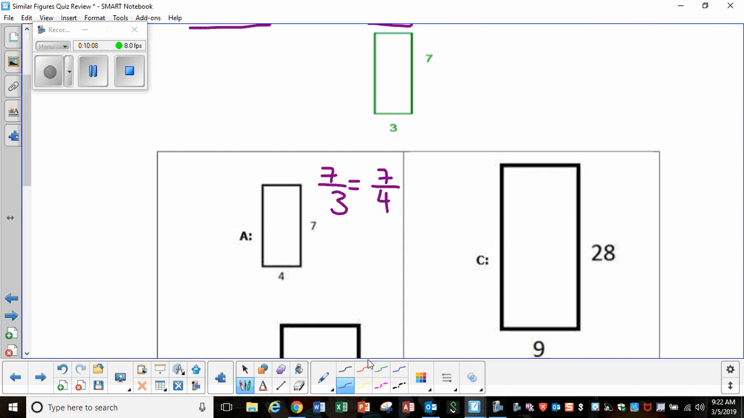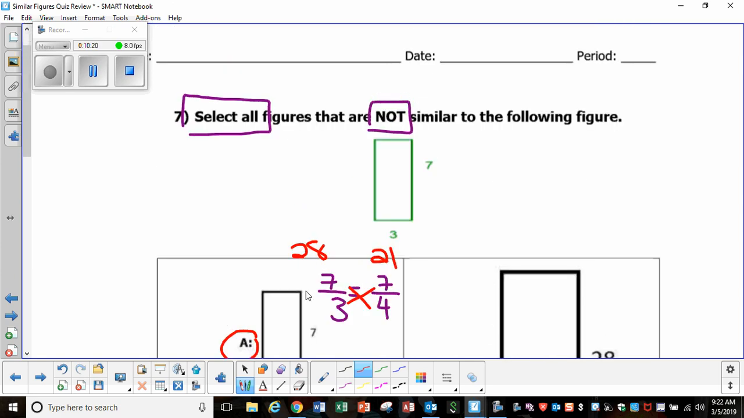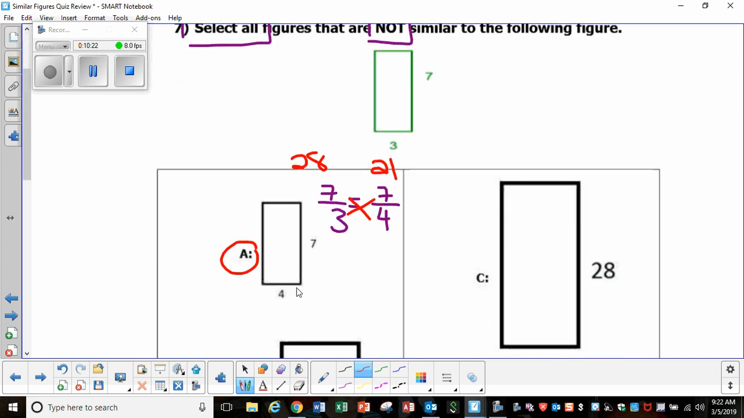And I could cross multiply and see if I get the same cross product. 7 times 4 is 28, and 7 times 3 is 21. Since the cross products are not the same, this is not similar. And so since the question says which is not, A is one of the answers. So that's one way you can see it. You can also see that there's no scale factor between 7 and 7 and 3 and 4.